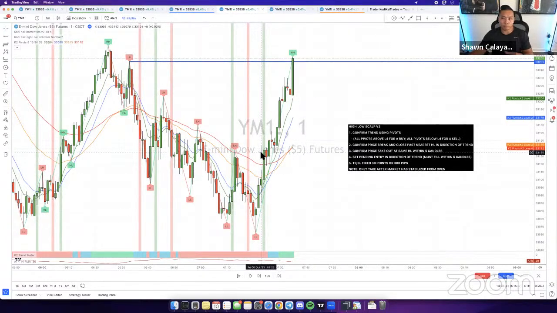The reason why we're looking for a buy here is because the trend is now bullish, right? The trend was bearish down here for this entry, so we looked for a sell. Price is now bullish over here, so now we're looking for a buy.